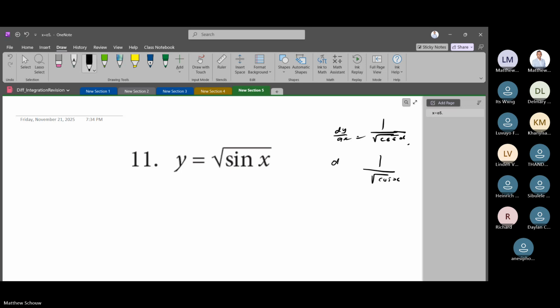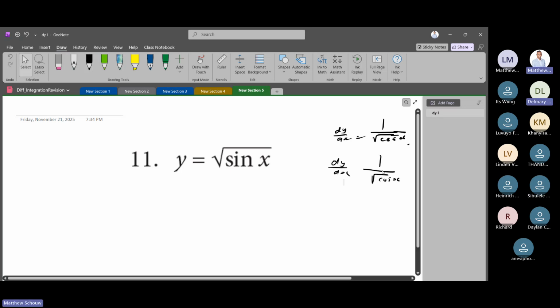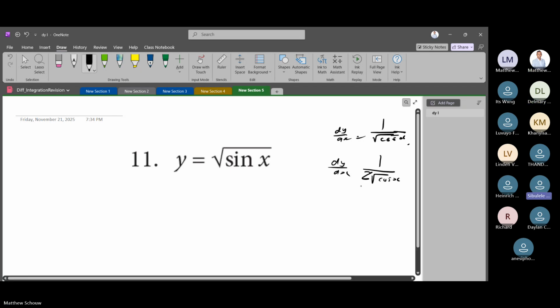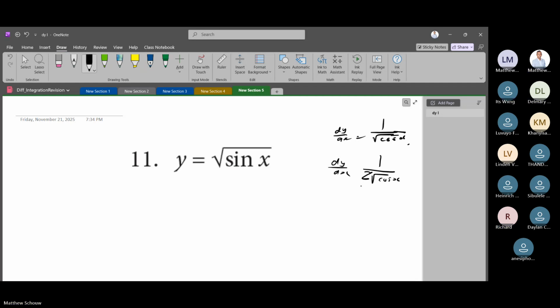Yes. It's 1 over 2 root cos x. Yes, 1 over 2 cos x, okay. It's looking a bit better. Is there anyone else who will try? The bravest I can be.